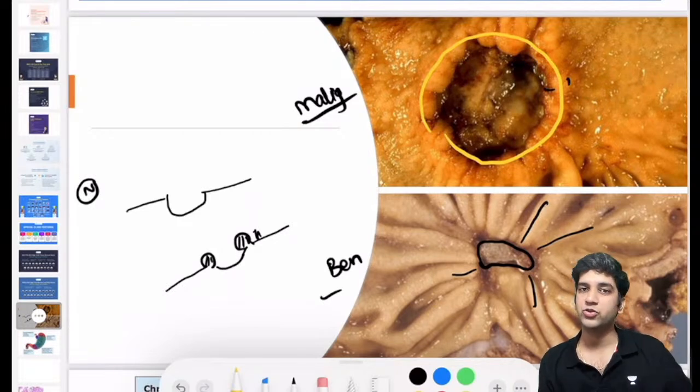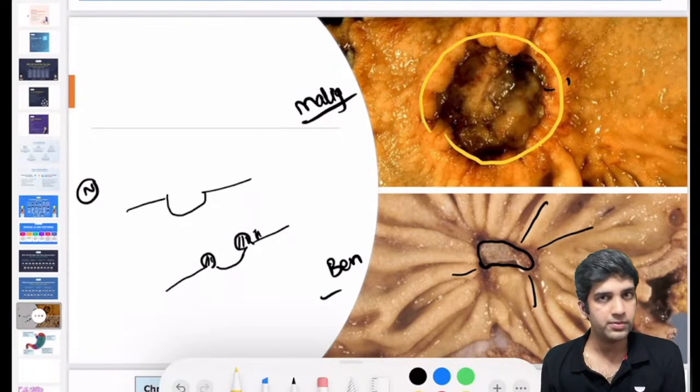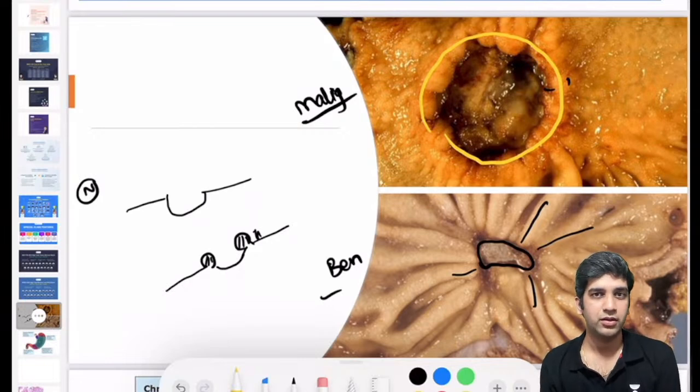The lines and the signs, those are also important for exams. If you are preparing for an exam, please do have a quick idea about your radiological signs of benign and malignant gastric ulcers as well.